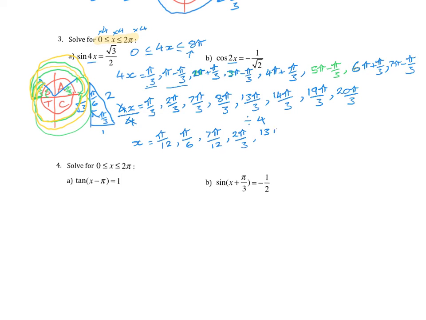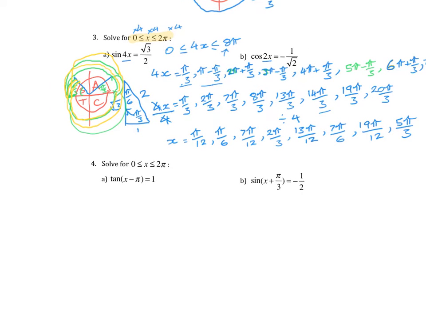13 pi on 12. 14 pi on 12, which becomes 7 pi on 6. 19 pi on 12. And then 20 pi on 12 becomes 5 pi on 3. So there's all my answers.